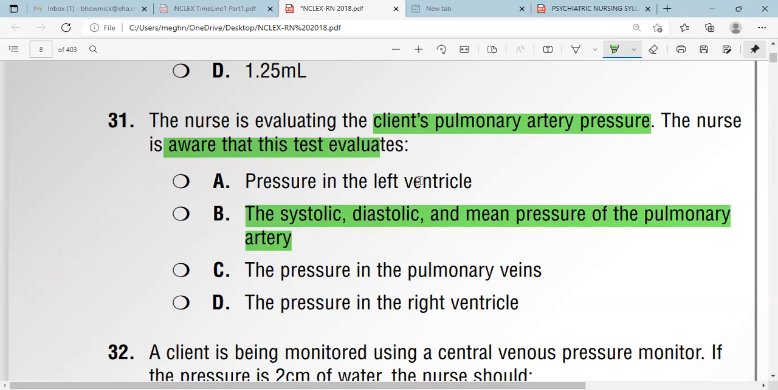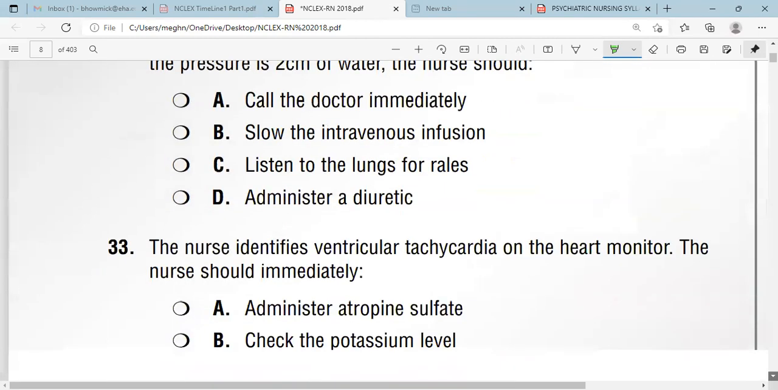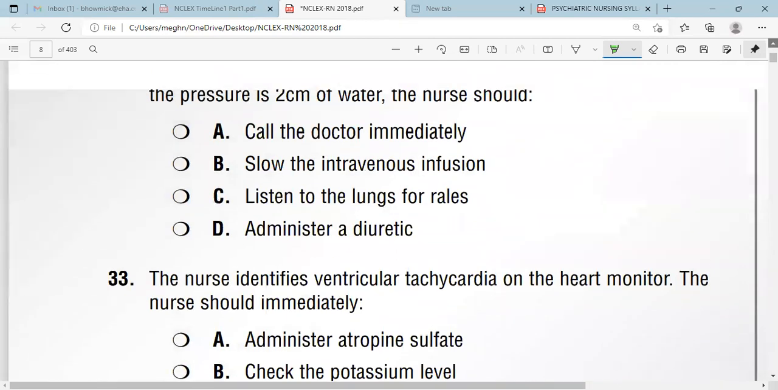The pressure, it will not measure the pressure in the pulmonary veins, or the pressure in the right ventricles. So therefore, answers A, C, and D are incorrect. Next question here.